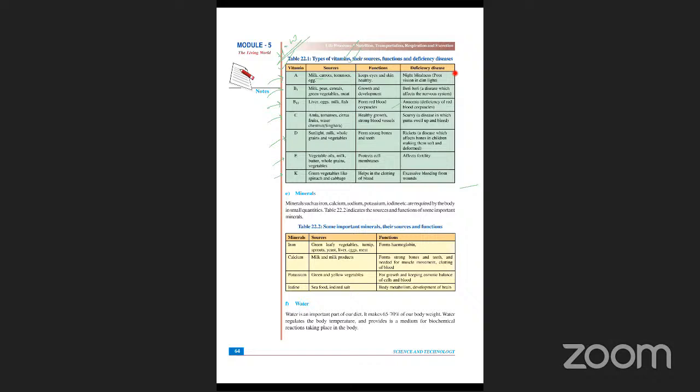Okay. Now, vitamin B1. With vitamin B1, the disease is called beriberi. Beriberi is a disease that affects the nervous system. Like if you want to touch something, you're not able to feel it. So this is called beriberi. Why? Because you are deficient in vitamin B1.